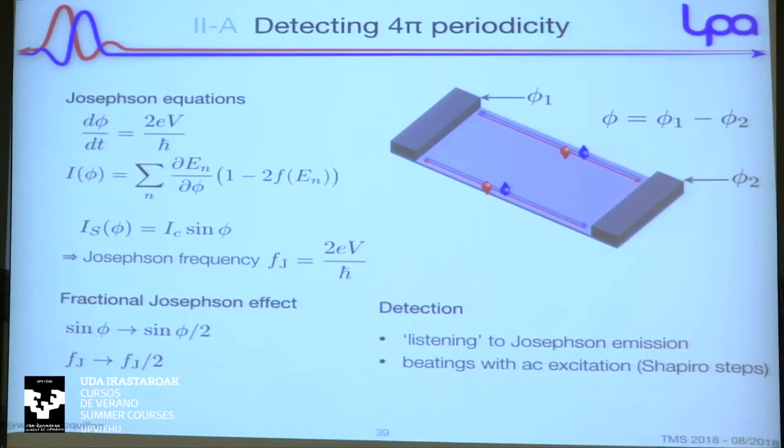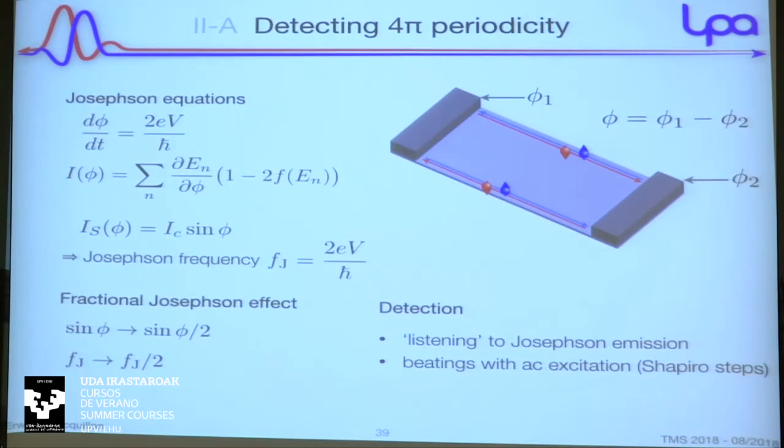This circuit is like an antenna, so it will emit some radiation. And I can just collect this radiation and analyze its frequency. So it's the simplest experiment you can think of: just apply a DC bias and measure the frequency of the oscillating currents.